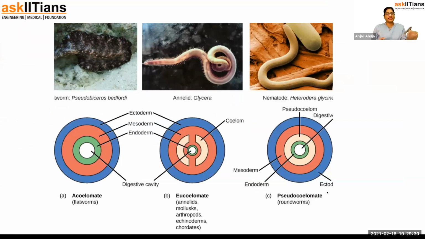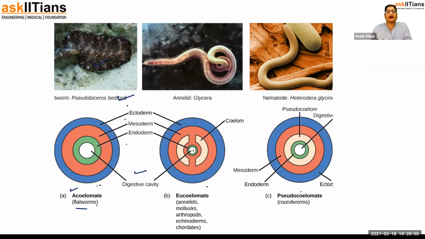Okay. So, guys, I was talking about the coelom, which is defined as the body cavity, on the basis of what kind of body cavity they are having. There are three types: acoelomate, eucoelomate, and pseudocoelomate. Acoelomate means body cavity is absent. We don't have to include the digestive system cavity in that. They simply have ectoderm, mesoderm, and endoderm. Acoelomates, for example flatworms. A means absent.